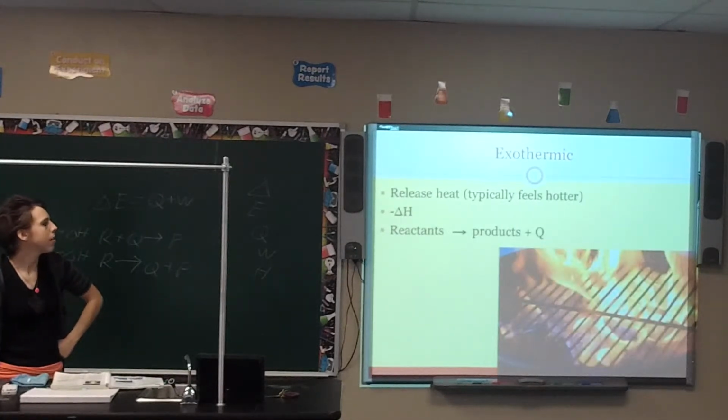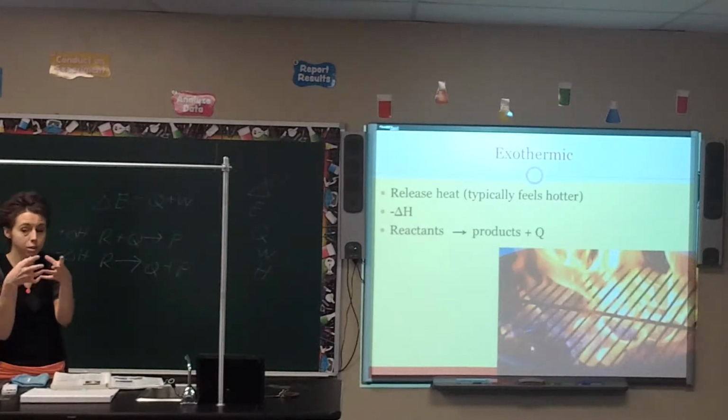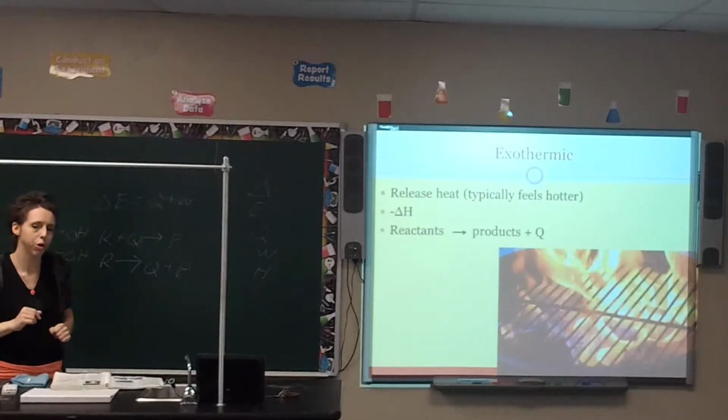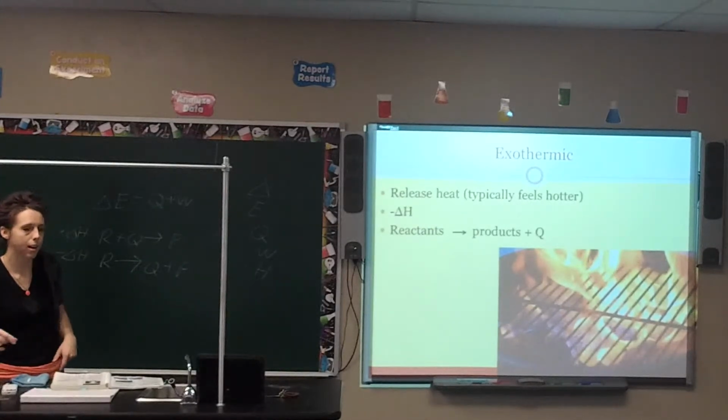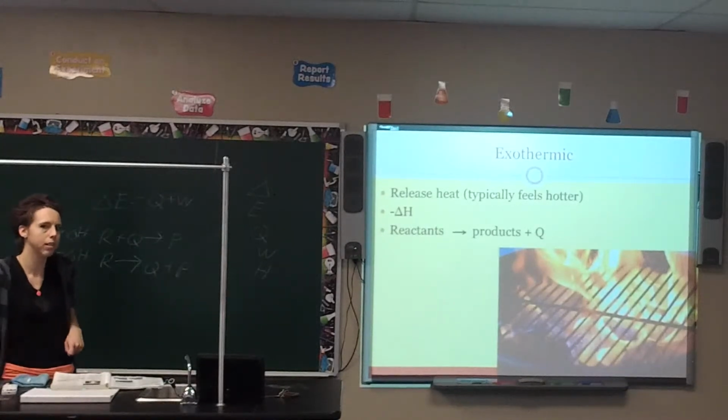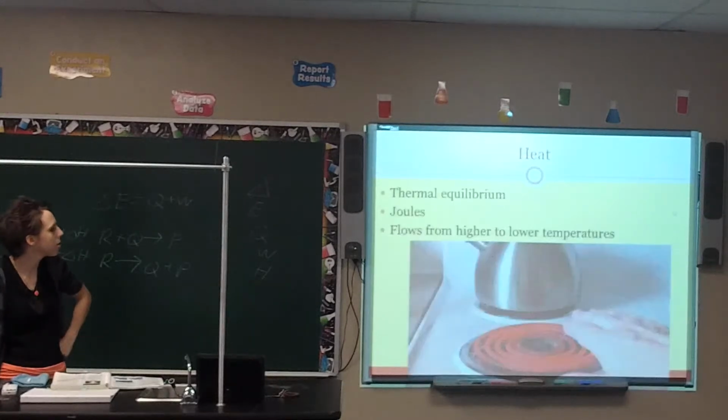Example, for exothermic, it releases heat. Typically it feels hotter to you. The delta H and delta E is negative. And so your book draws it out, or your quiz and test will sometimes show it, as reactants producing the products plus heat. So like lighting a match or lighting a coal on fire, as it's burning, it's giving off extra heat. So that's the difference between cooking food and just burning something. The coal or the match is giving off energy. It's not changing on the inside of it. It's just turning to dust, basically. So that's an exothermic reaction.